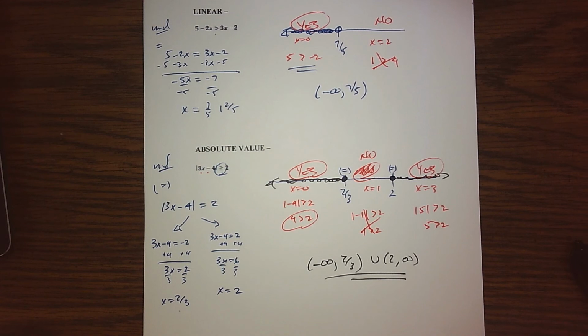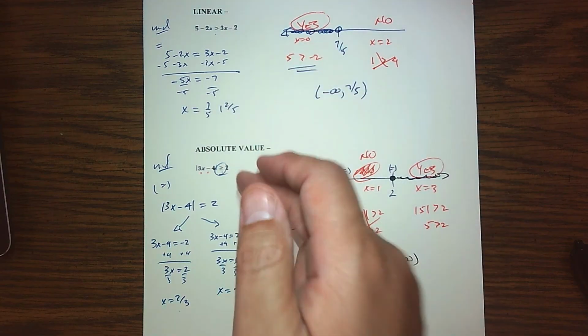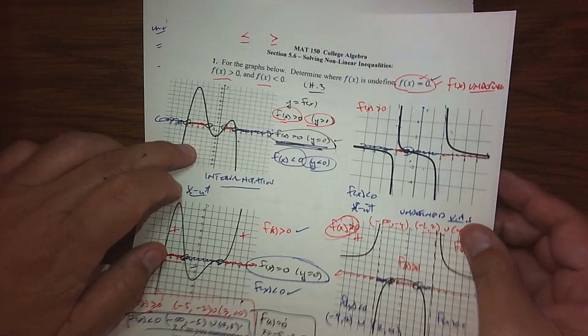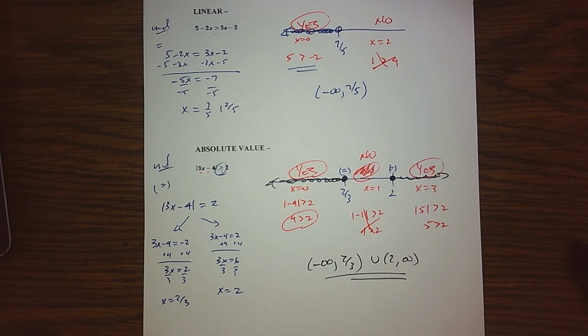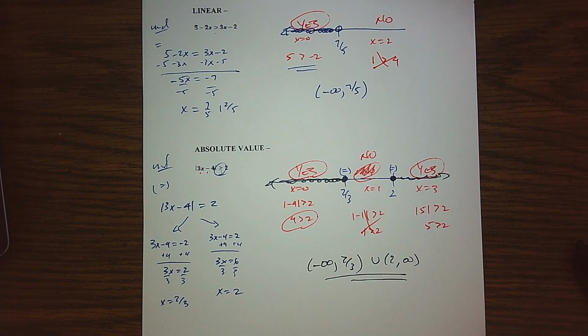So there's your strategy. This inequality strategy works for all inequalities. It works all the time, no matter if we're linear, absolute value, polynomials, or rationals. It doesn't matter. Even when you start doing sines and cosines and other things, this method works. Labor intensive, but it works.